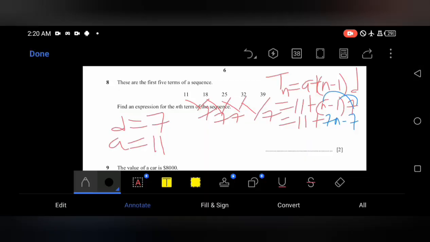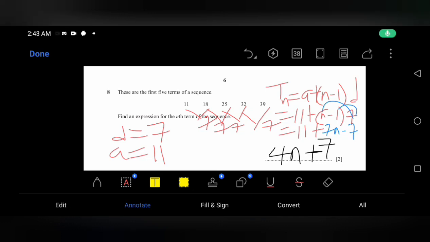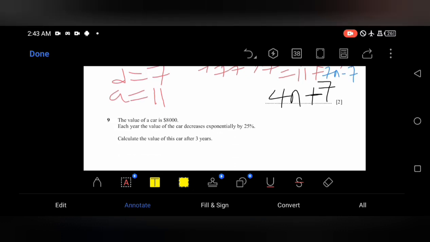That's the n term of the sequence. We write the answer 4n plus 7. That is the solution to question number 8. Now we move to question number 9.